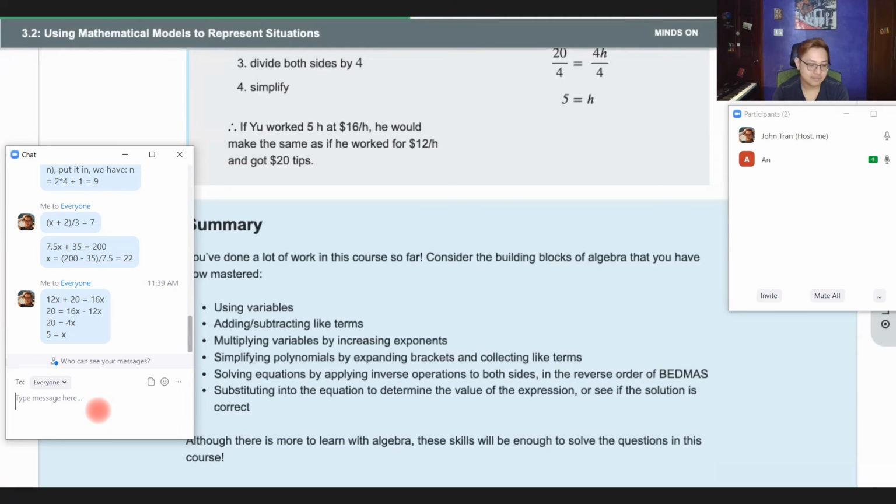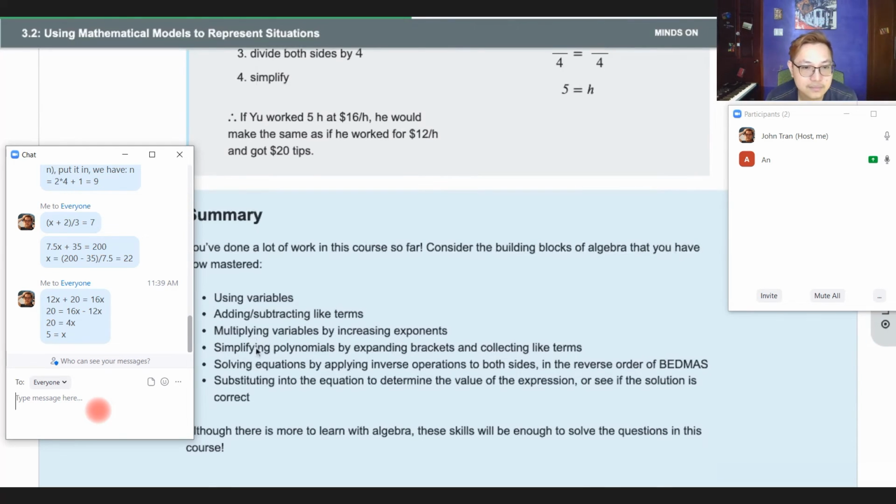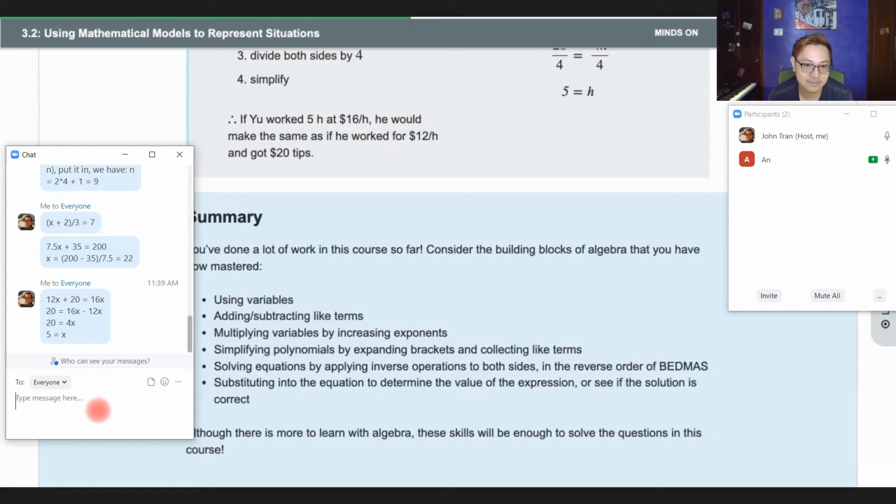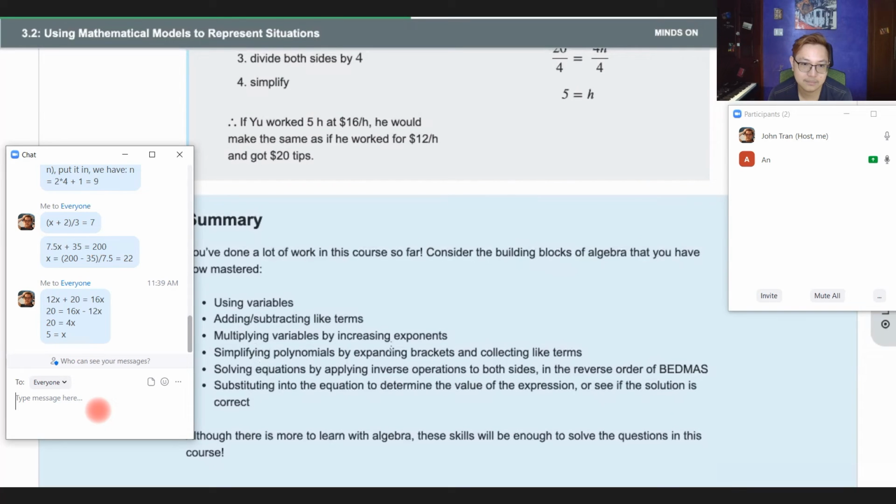So, summary. You've done a lot of work in this course so far. Consider the building blocks of algebra that you have now mastered: using variables, adding and subtracting like terms, multiplying variables by increasing the exponent, simplifying polynomials by expanding brackets and collecting like terms, solving equations by applying inverse operations to both sides in the reverse order of BEDMAS, and substituting into the equation to determine the value of the expression or see if the solution is correct. Although there is more to learn with algebra, these skills will still be enough to solve the questions in this course.